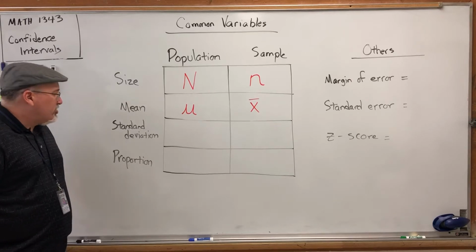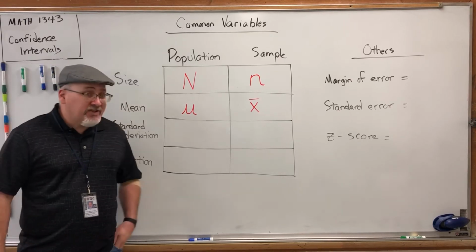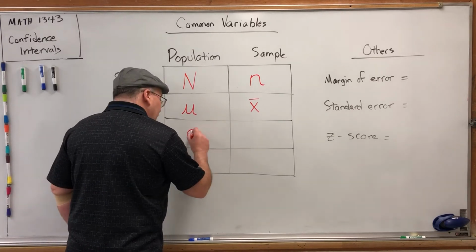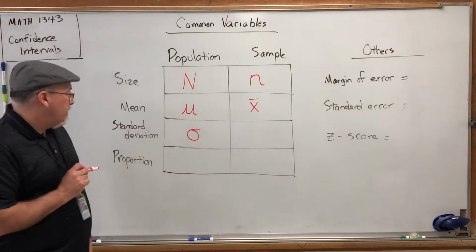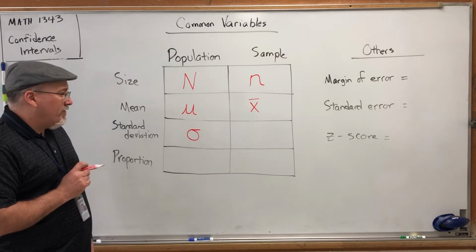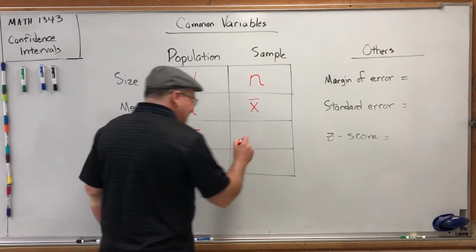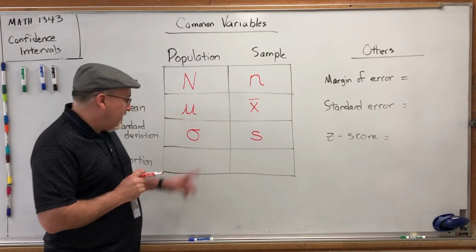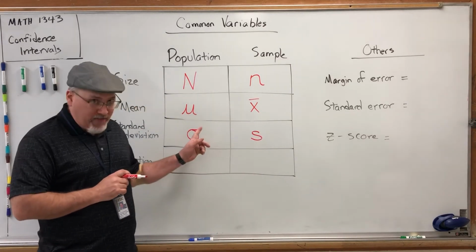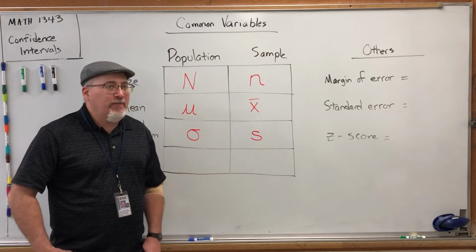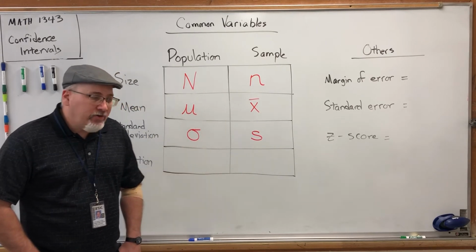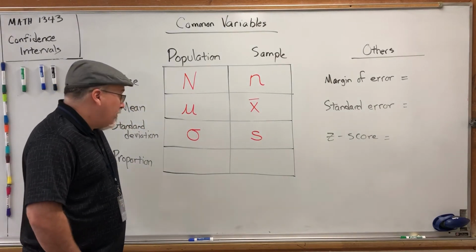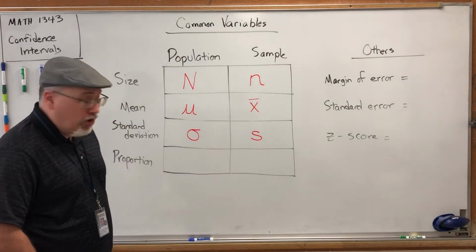For population standard deviation, its variable is a lowercase sigma, which looks like an O with a little hair on it. The variable for sample standard deviation is just a lowercase s. And by the way, if either of these ever have a square on them, then it becomes something called variance. We don't use variance too much in this class. We will talk about it a little bit, but by far we use standard deviation more often.